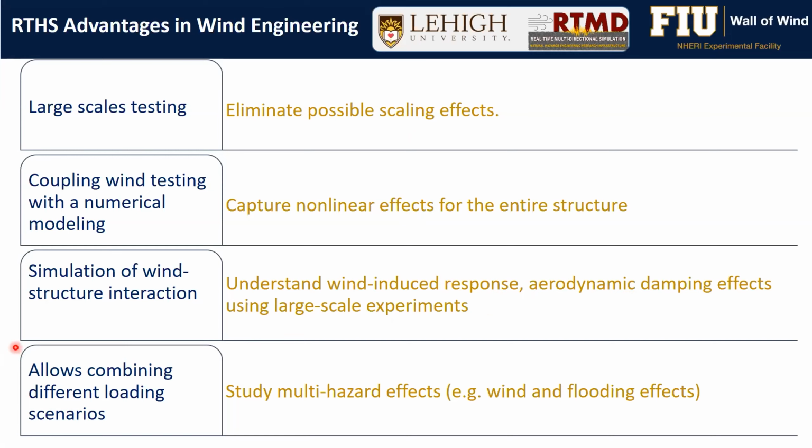Recently, we've also been thinking about combining different hazards. So combining wind and wave. For example, at the Wall of Wind, we cannot simulate waves. But what we can simulate is, if we have a certain actuation system to simulate the wave motion of the structure, how this would affect the wind profile and then the wind forces acting on different structures. So this is another application that we can think of. So we can study multi-hazard effects.